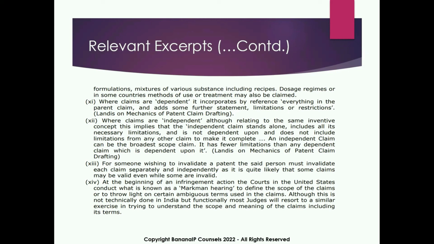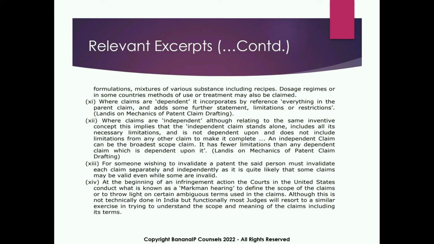plus whatever is being cited in the dependent claim. So next is, for someone wishing to invalidate a patent, the said person must invalidate each claim separately and independently, as it is quite likely that some claims may be valid even while some claims are invalid. So it is important to note that while invalidating a patent, it is not necessary that you are supposed to invalidate only the independent claim.